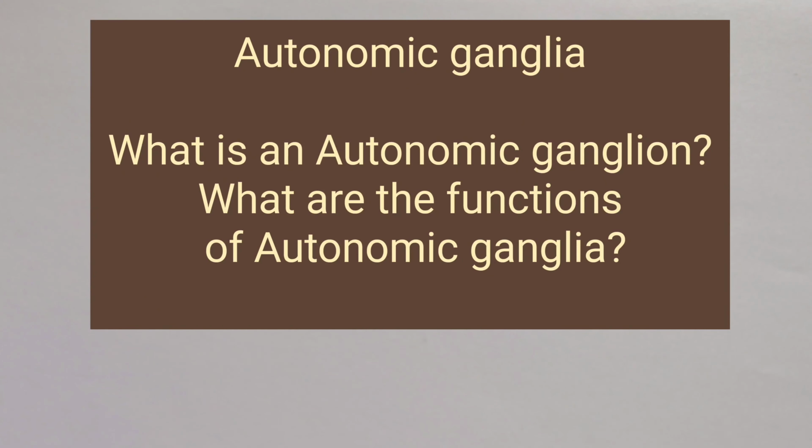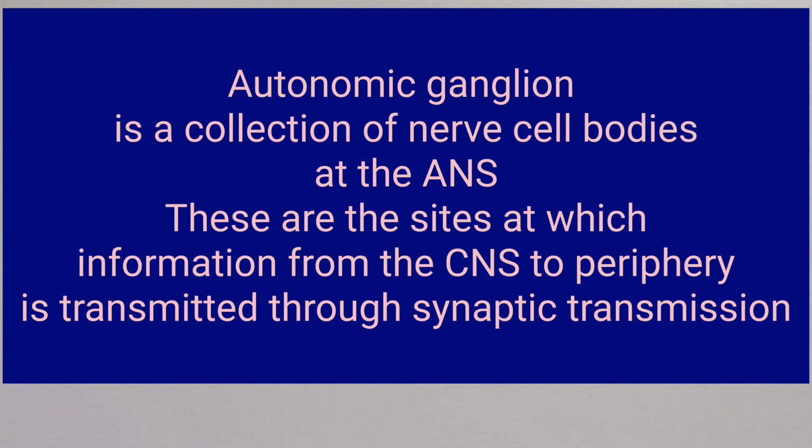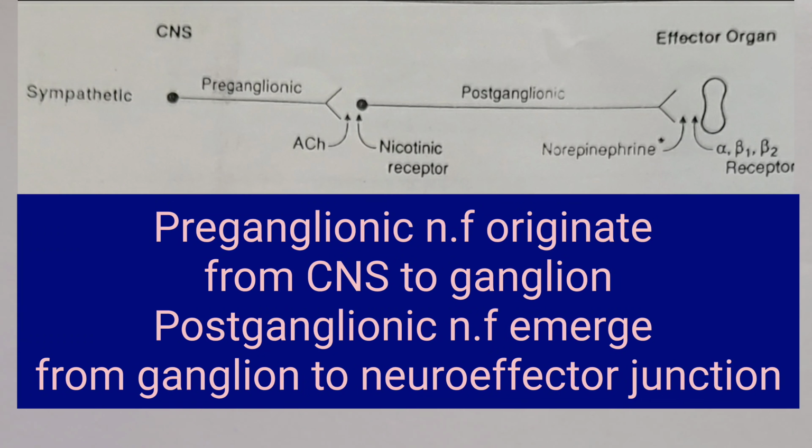Organization of the autonomic nervous system. Autonomic ganglia. What is an autonomic ganglion and what is its function? An autonomic ganglion is a cluster of nerve cell bodies in the autonomic nervous system. These are the sites at which information is transmitted from the central nervous system to the periphery through synaptic transmission. The nerve fibers that emerge from the central nervous system to the ganglion are known as the preganglionic nerve fibers. The nerve fibers that emerge from the ganglion to the neuroeffector junction are the postganglionic nerve fibers.